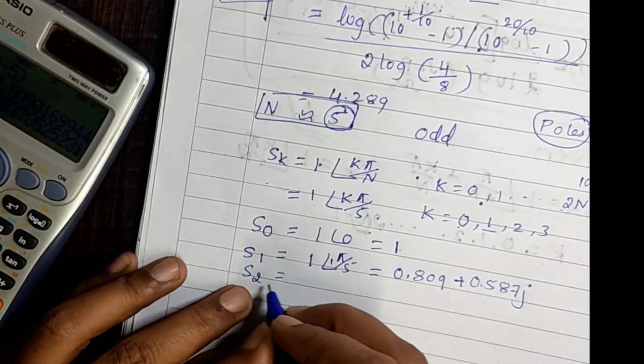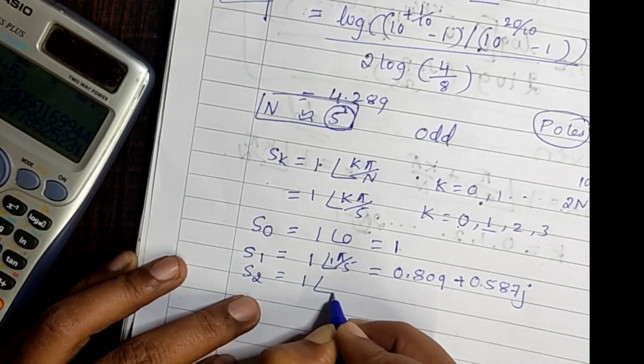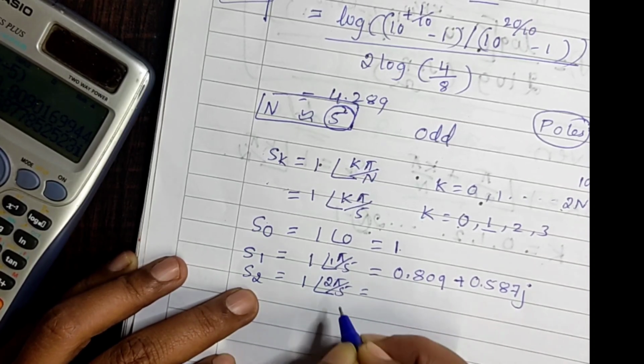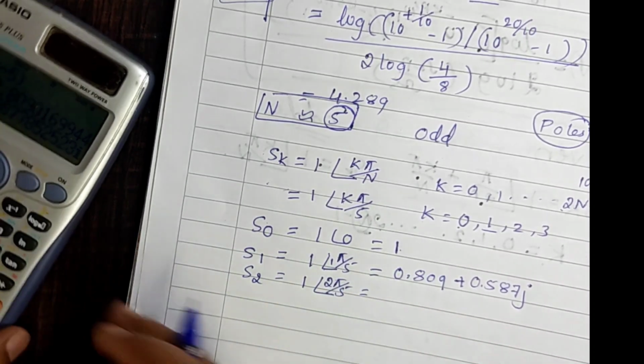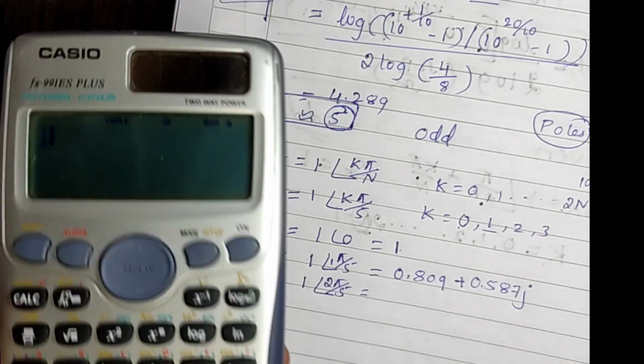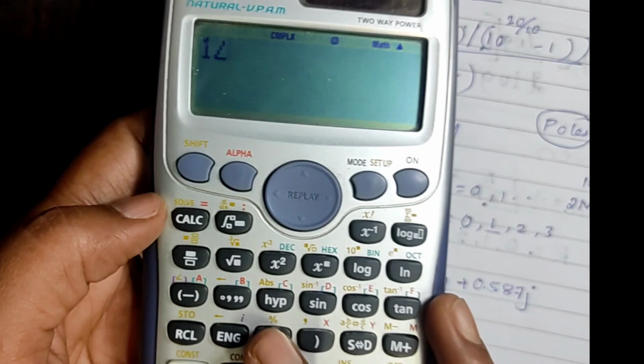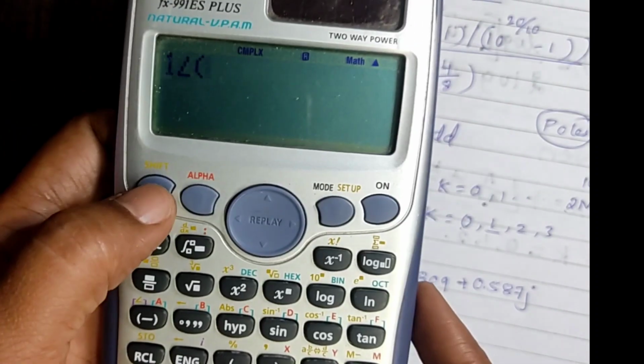S2 is equal to 1 at an angle k pi by 5, where k is 2, so 2 pi by 5. We'll calculate that also. So 1 at an angle, take a bracket, 2 pi by 5.